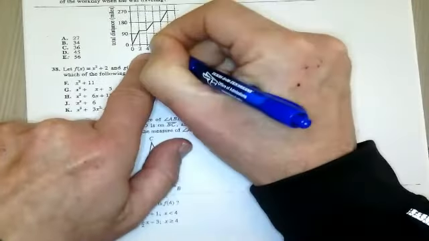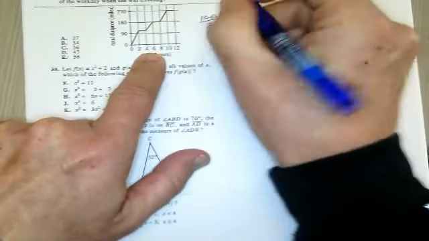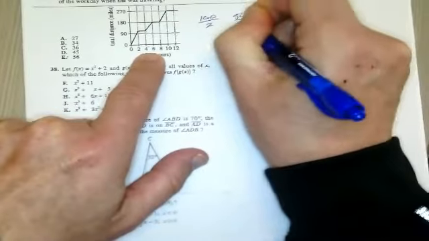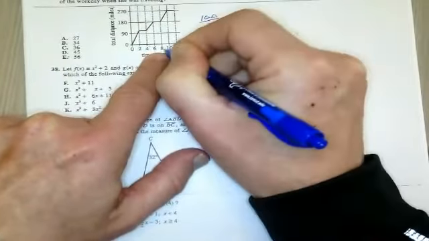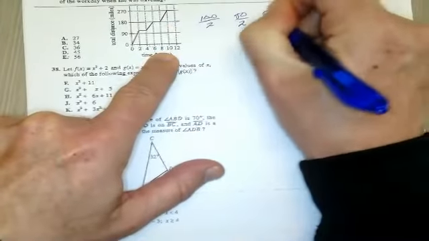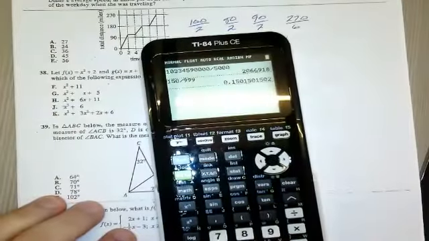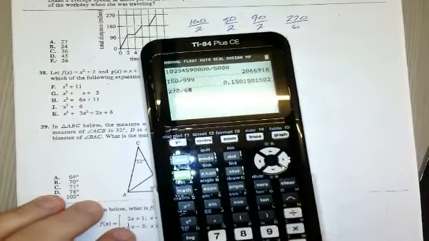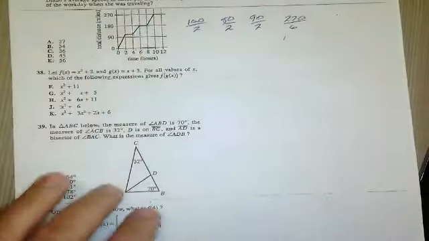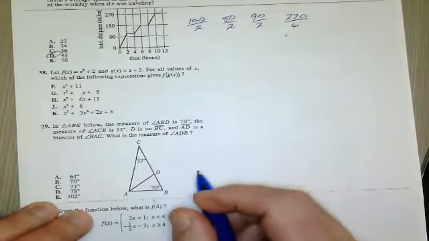Then she went from 4 to 6. She traveled another 2 hours, and she went from 100 to 80. So that's going to be 80 over 2. And then here from 8 to 10, she went 90 miles in 2 hours. And so we add these up, and we get 270 over 6. And so we do 270 divided by 6 is 45. So she averaged D, 45 miles an hour.